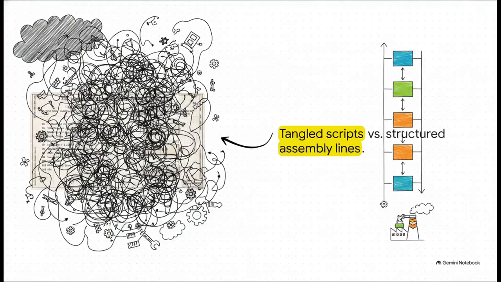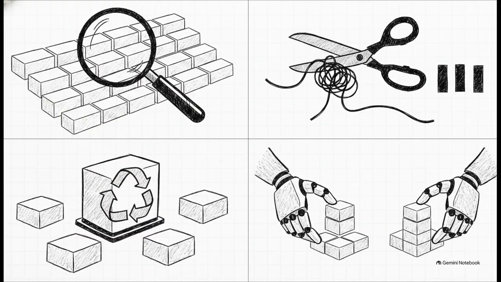We've all been there, right? Writing linear, monolithic code that turns into a literal tangled mess the moment it scales up. The fix for this is the structured assembly line of modular programming. By dividing a massive program into independent blocks where each has its own specific job, you transform total chaos into absolute clarity. And this modular approach hands you 4 massive upgrades.